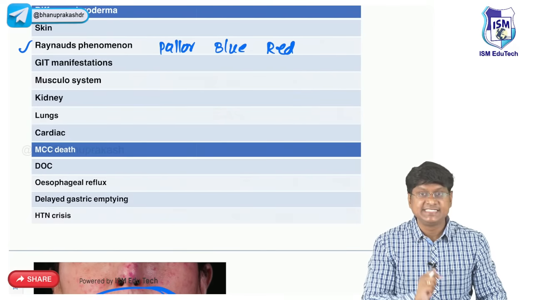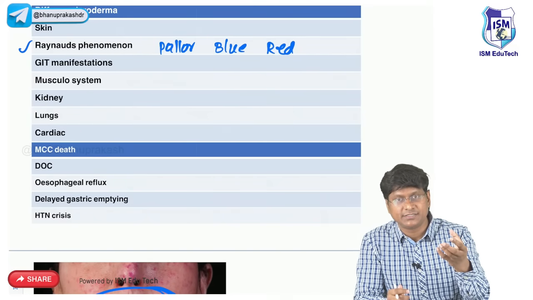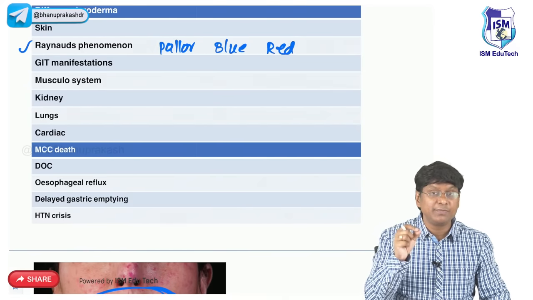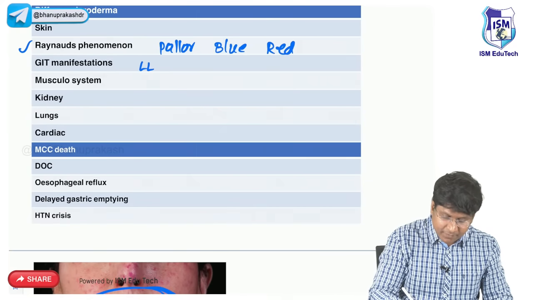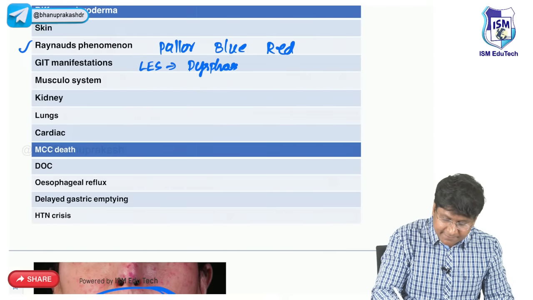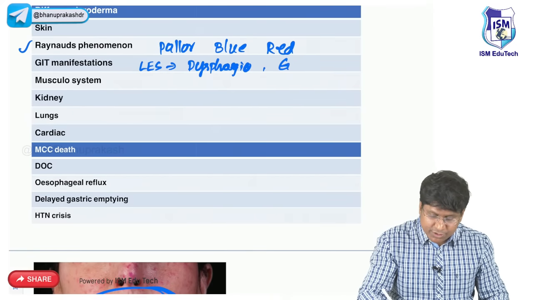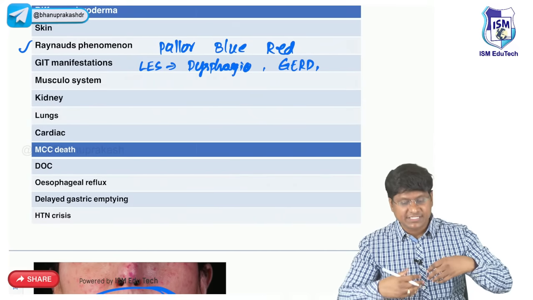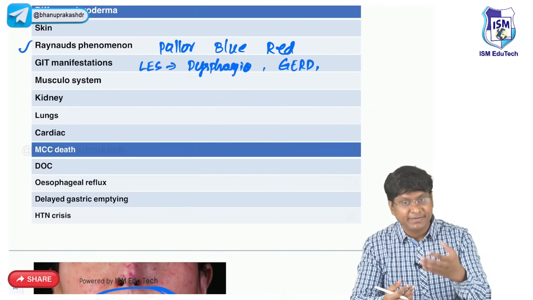Then, what will be the GIT manifestation? So, the abnormal collagen gets accumulated even within the esophagus. So, once there is accumulation of the abnormal collagen within the lower esophageal sphincter, the patient will have dysphagia. So, there will be difficulty in swallowing and there will also be reflux. There will be development of gastroesophageal reflux disease. And not only that, see, the abnormal collagen gets accumulated even within the intestinal wall as well as the stomach also. So, gastric emptying will be delayed.